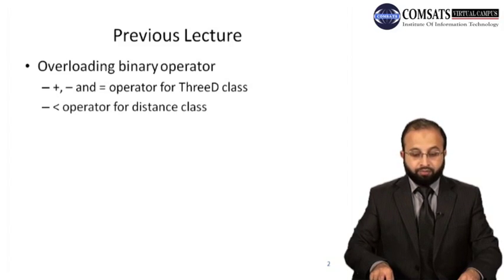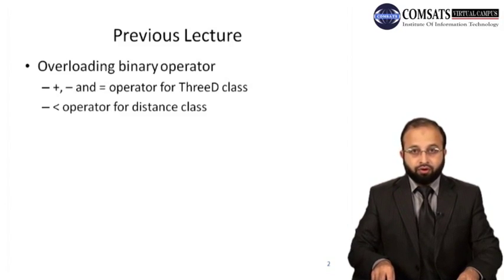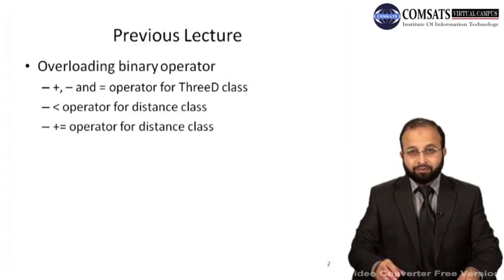And then less than operator for distance class, that is to compare two distances, that if d1 is less than d2, we can write such a statement, and that overloaded function in the distance class returns the bool, that is true or false. So this boolean type comes from the boolean algebra, true or false, right? So plus equal operator, we have overloaded this operator as well in the distance class.